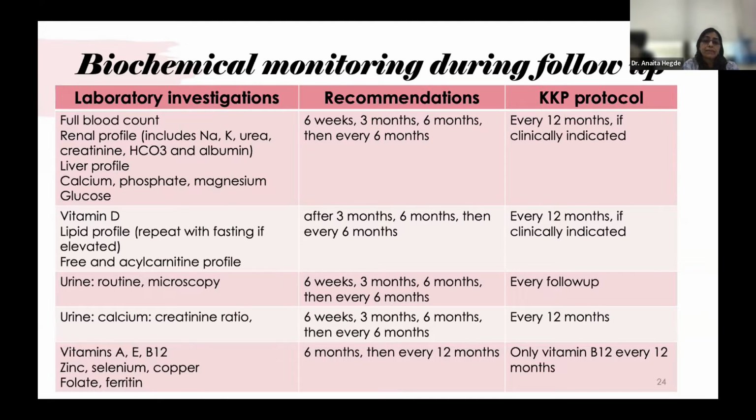Vitamins A, E, B12, zinc, selenium, copper, and folate and ferritin is recommended to be done every 6 months and then every 12 months. We only do the B12 and vitamin D, and later on it is followed up at every 12 months.